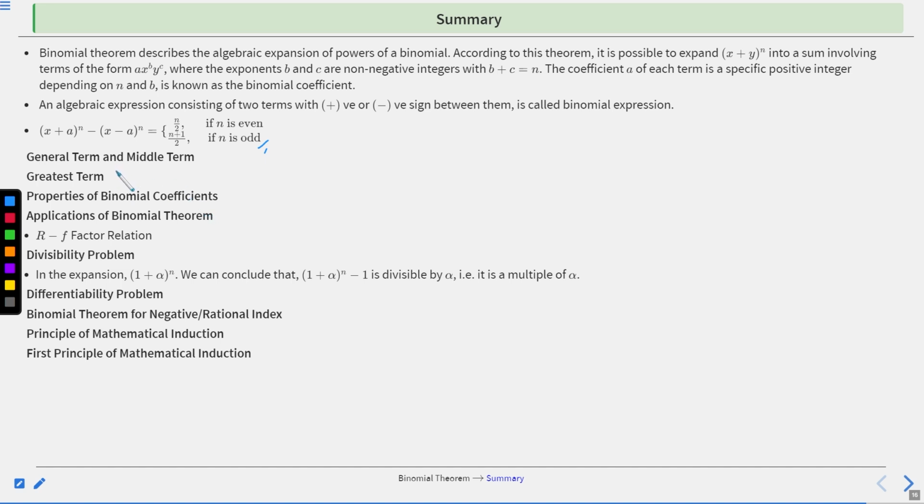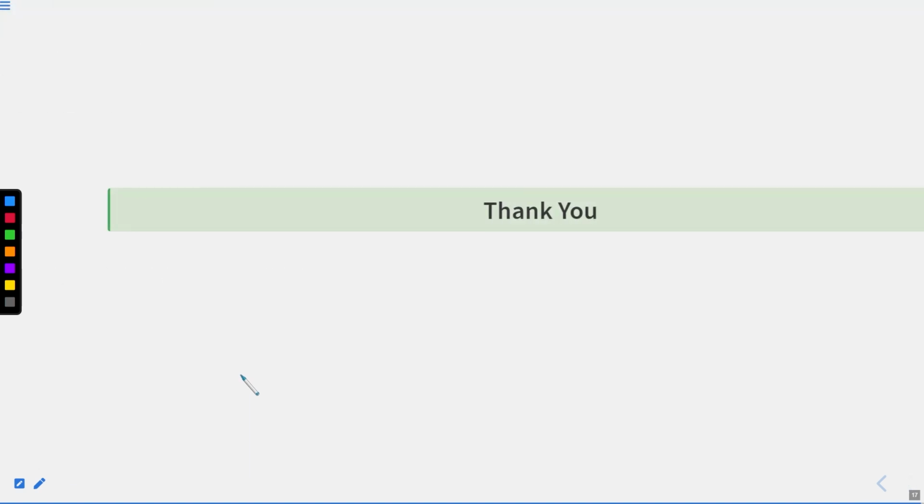Now, after that, we studied the general term and middle term. We studied the greatest term, properties of binomial coefficients, and applications of binomial coefficients, in which we studied the r to r minus 1 factor relation. We discussed some problems, which was the divisibility problem: in the expansion of (1 + x)^n, we can conclude that (1 + x)^n − 1 is divisible by α, that is, it is a multiple of α, right? After that, we discussed the differentiability problem and the binomial theorem for negative or rational index. After that, we discussed the principle of mathematical induction, and in the last, we discussed the first principle of mathematical induction, right? Okay, thank you.